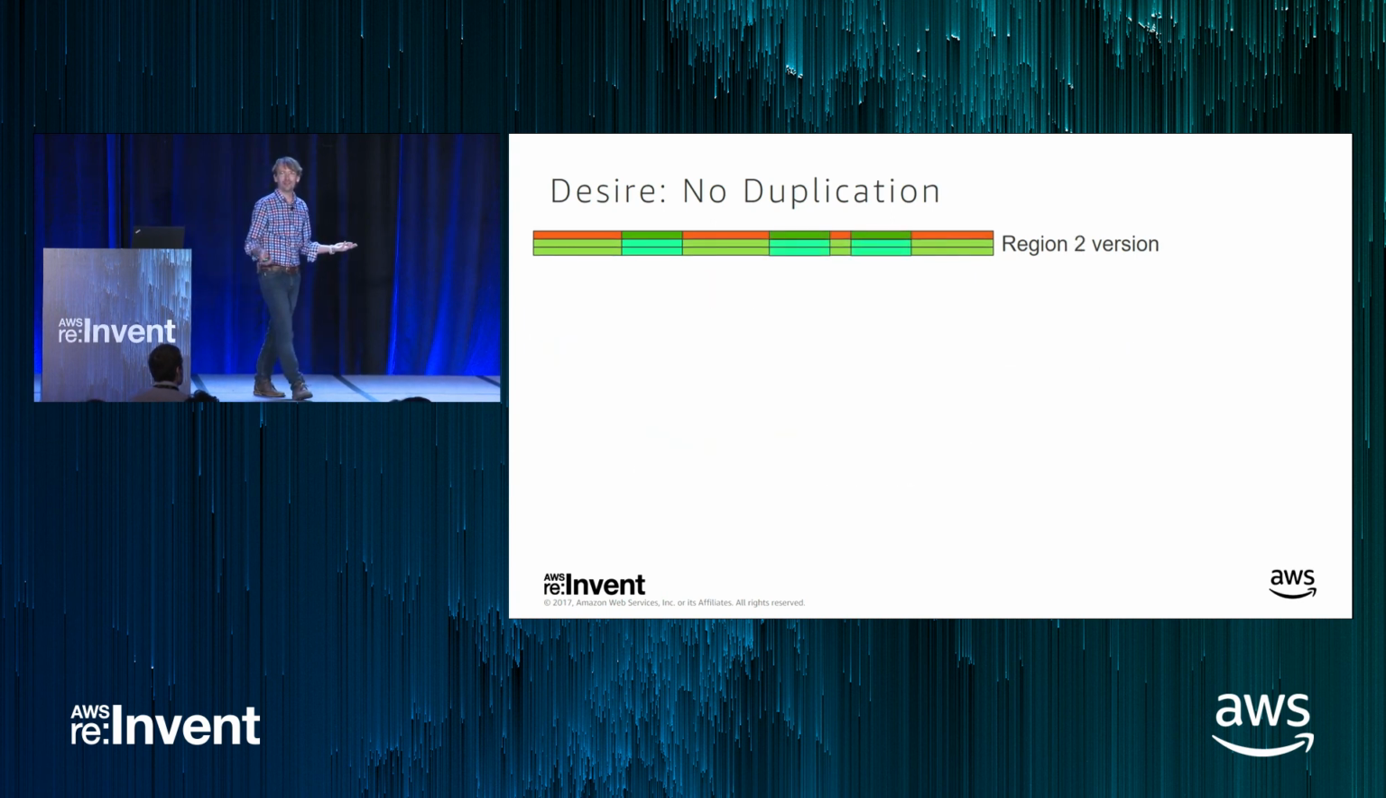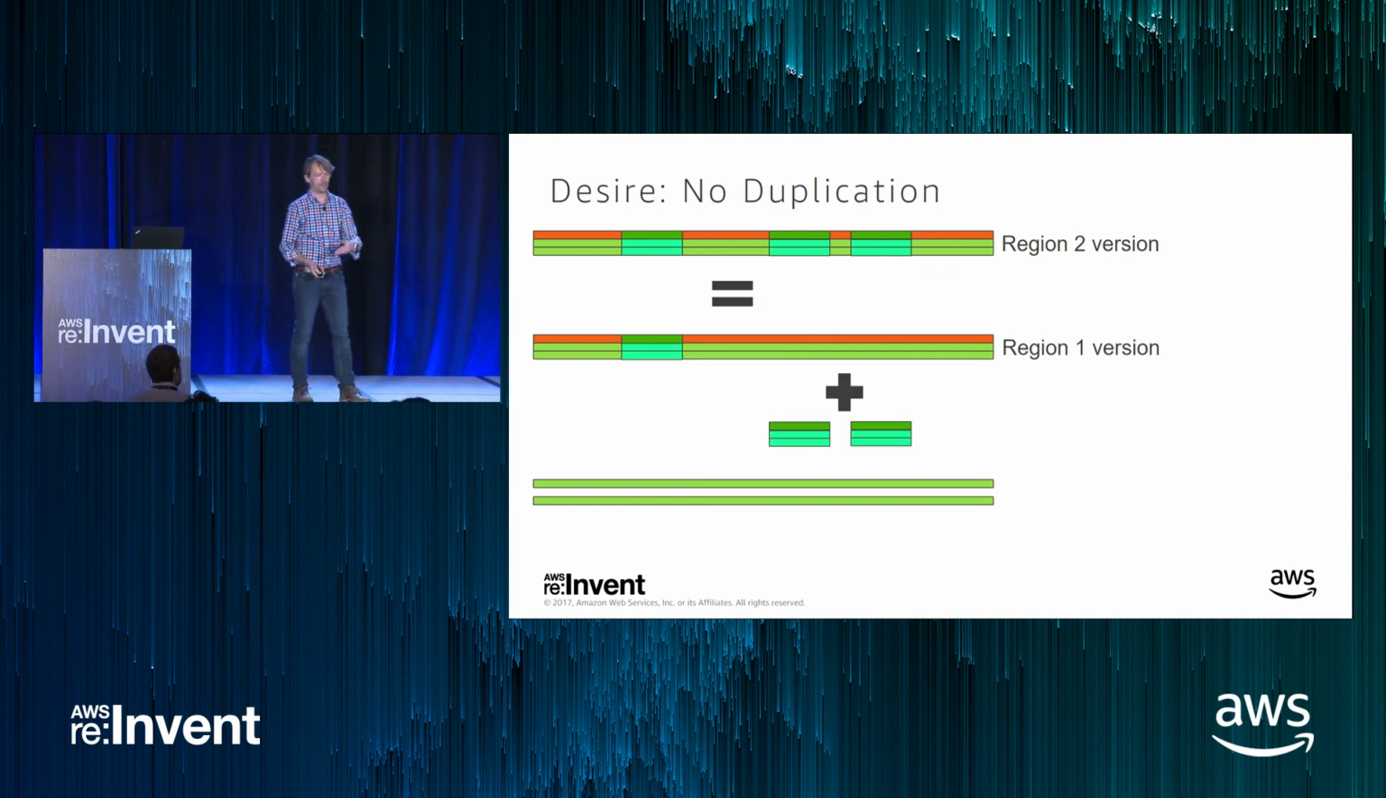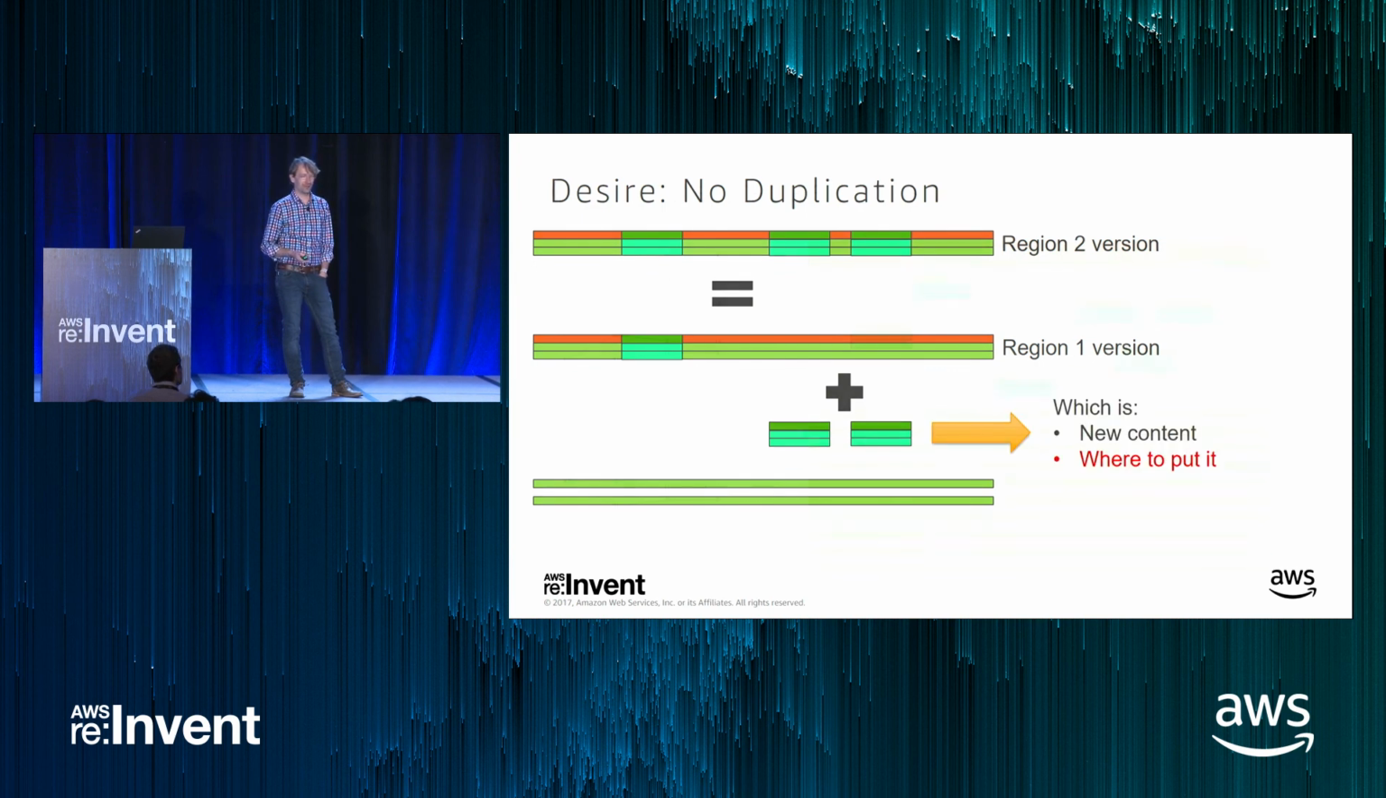And now we've got region 2. Well, that's easy. We took the region 1 version and we added a couple more inserts. That could be everything from maybe localized graphics to maybe it's actually an edit where we're chopping a scene out. Some of those inserts could be removals. And so new content, where to put it.